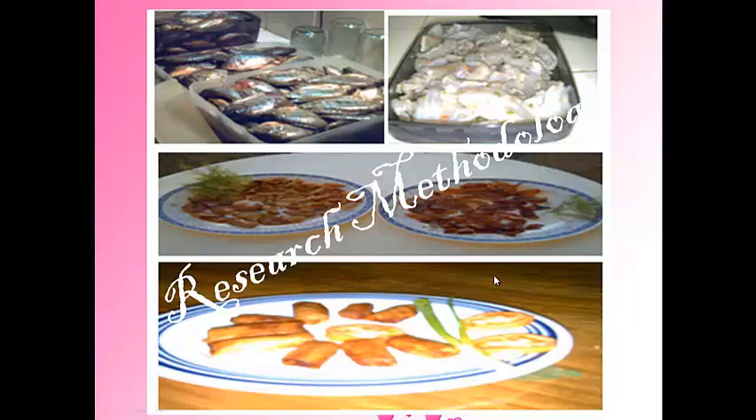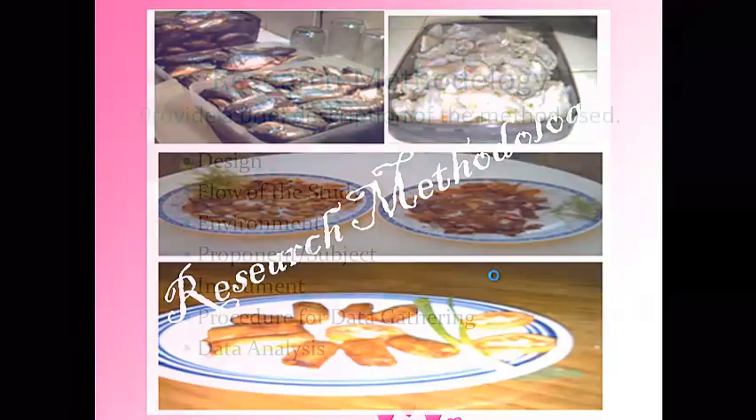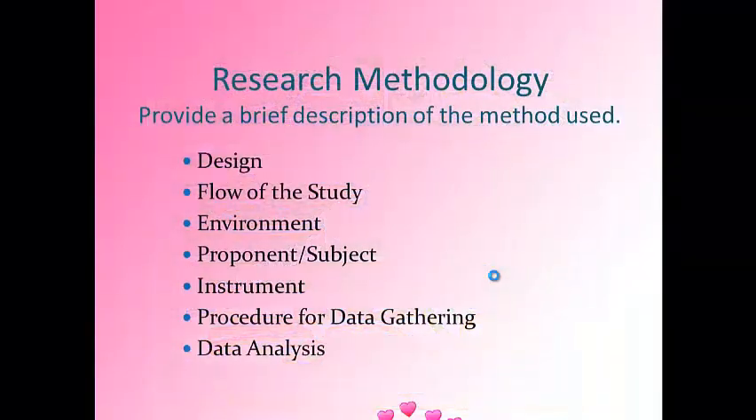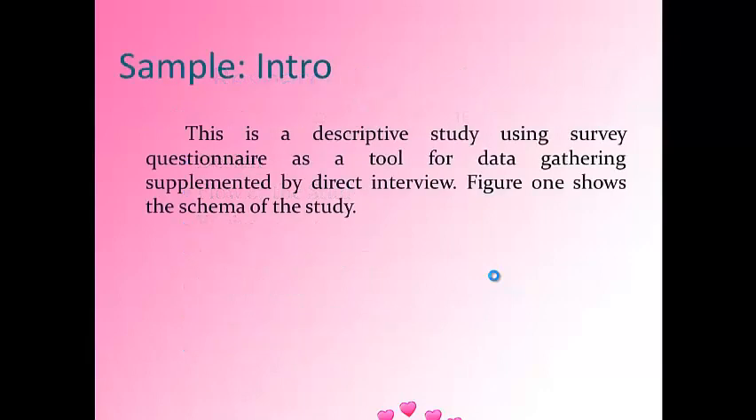The discussion will be on writing the research methodology. These are the components under the research methodology. First, of course, we need to provide a brief description of the method used. The components are design, flow of the study, environment, proponent or subject, instrument, procedure for data gathering, and data analysis.